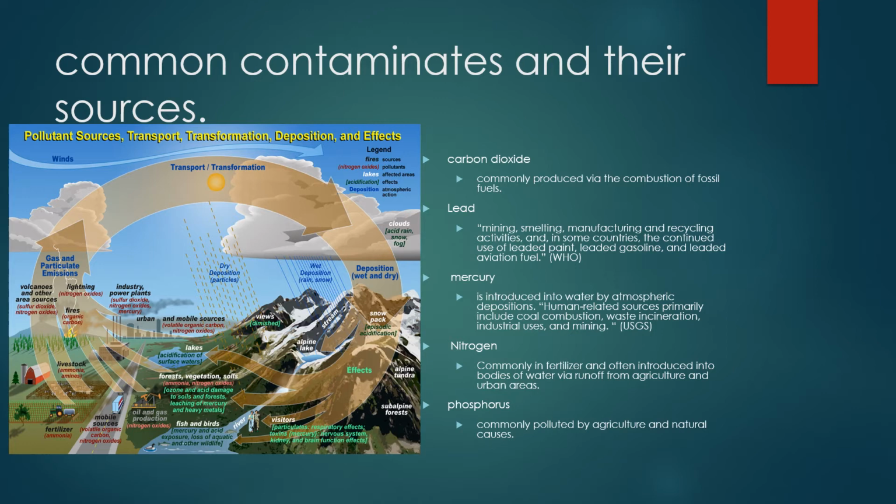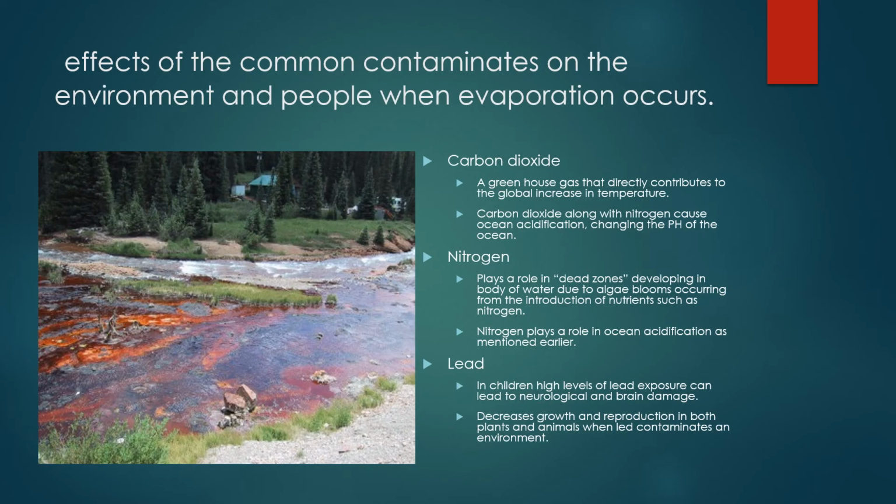Mercury is introduced into water by atmospheric deposition. Human-related sources primarily include coal combustion, waste incineration, industrial uses, and mining. Nitrogen, commonly in fertilizer and often introduced into bodies of water via runoff from agriculture and urban areas. And last but not least, phosphorus, commonly polluted by agriculture and natural causes.